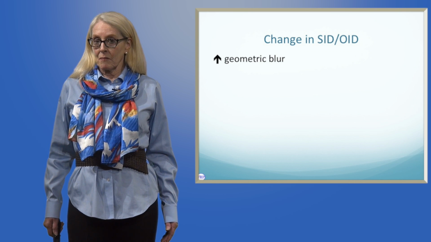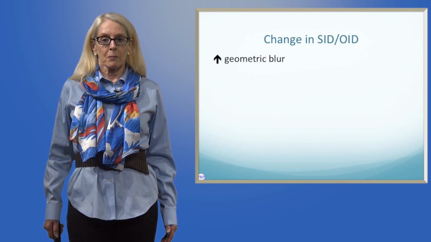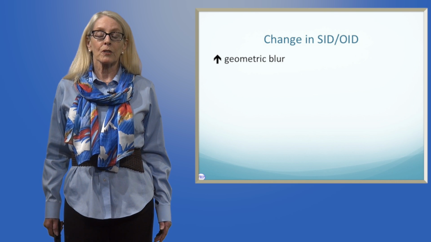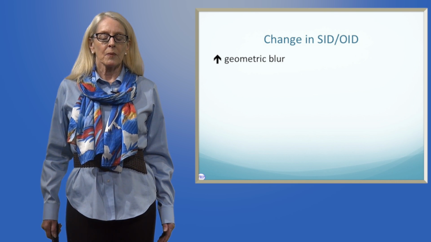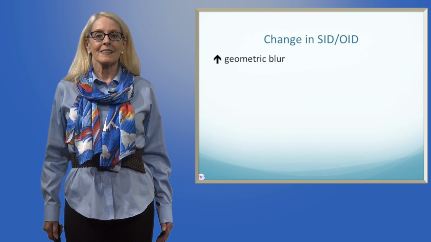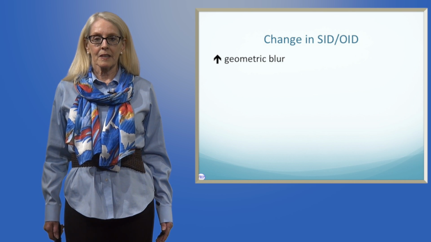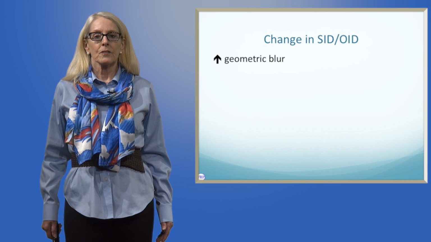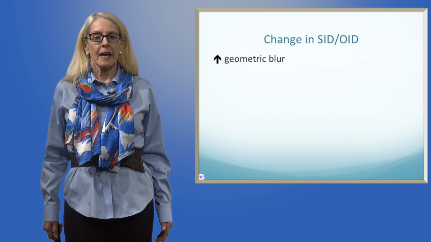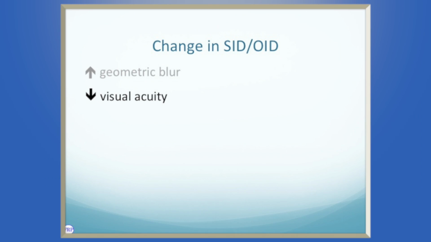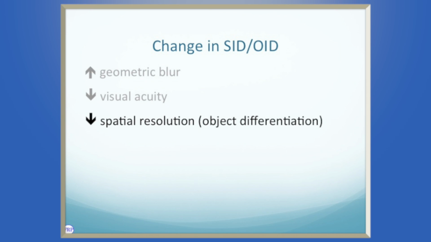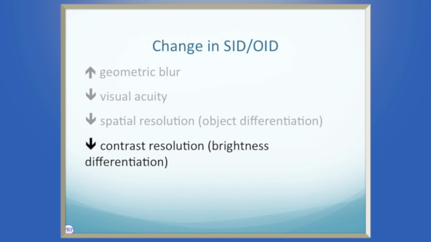When that also happens, you will get geometric blur, which means not only are you giving more dose to your patient than you need to, but the only thing with your image is that it's bigger. It's not any better, it's just bigger. So your image is blurrier and your patient's getting more dose. It decreases visual acuity as well as spatial resolution and contrast resolution. So you can see nothing good happens except that maybe it gets bigger.